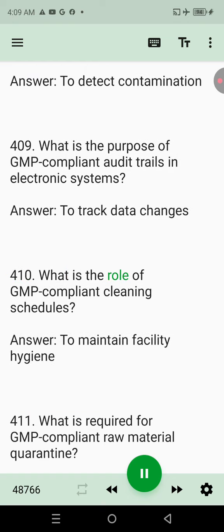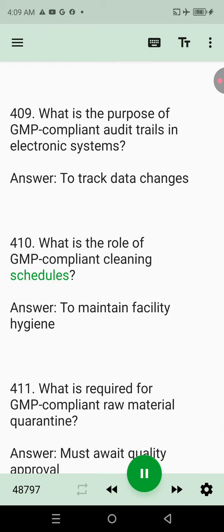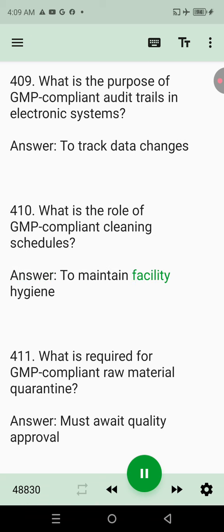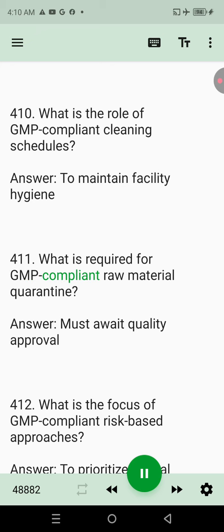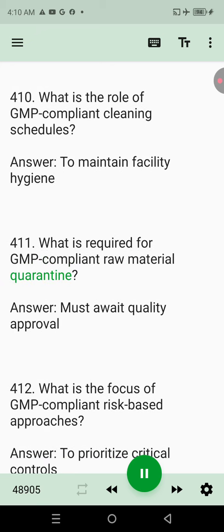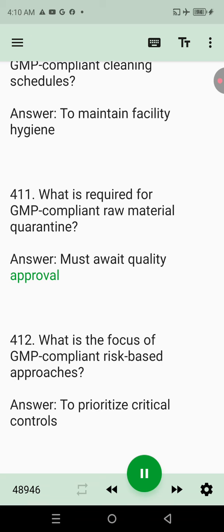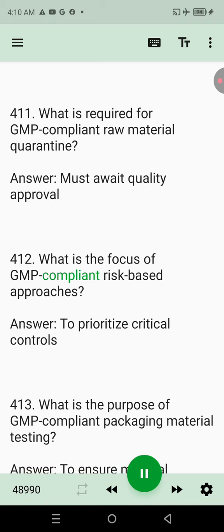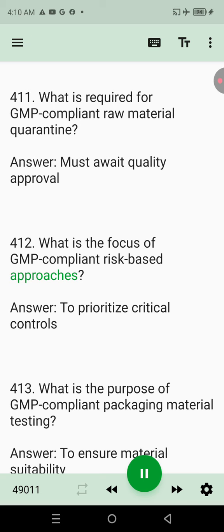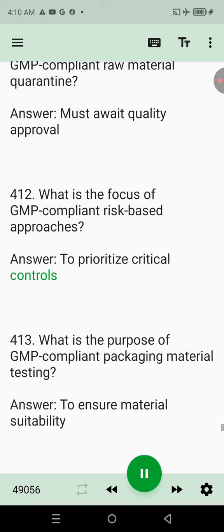410. What is the role of GMP-compliant cleaning schedules? Answer: to maintain facility hygiene. 411. What is required for GMP-compliant raw material quarantine? Answer: must await quality approval. 412. What is the focus of GMP-compliant risk-based approaches? Answer: to prioritize critical controls.